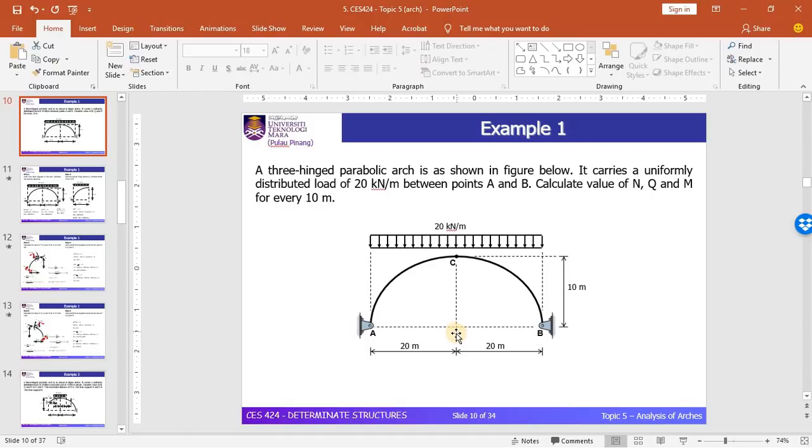If you look in the solution, there is no solution for this point, because it is not necessary to analyze it, as this point is a hinge. The moment will be 0, but the shear and the axial force are equal to the reaction at the support.